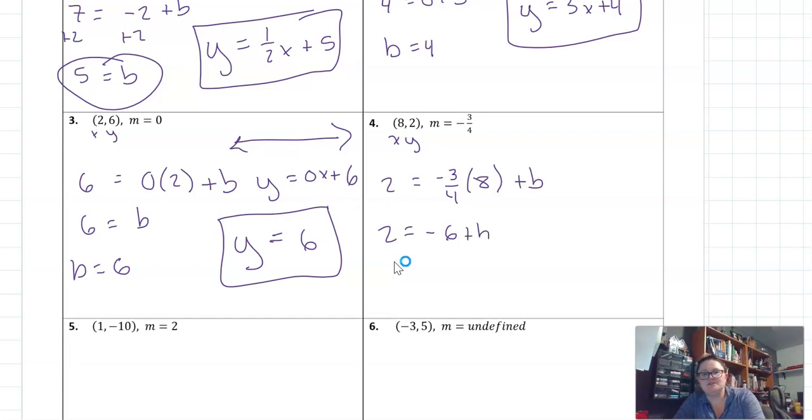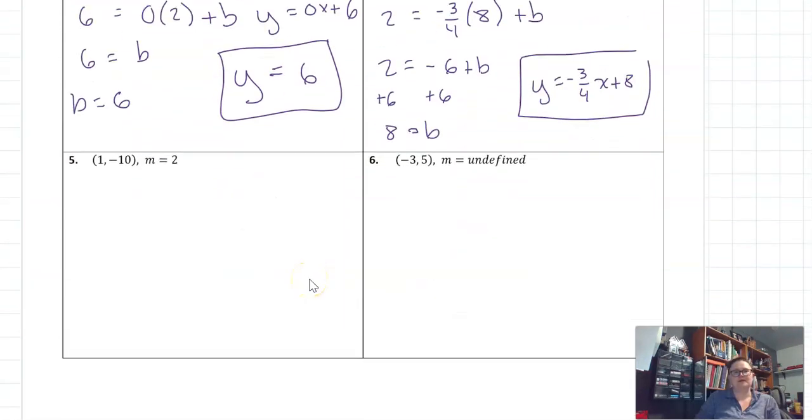If you're not very good at doing fractions in your head, invest in a calculator that does them well. It'll save you a lot of grief. And the reality of the situation is you're pretty much always going to have access to a calculator. So if you can make a calculator work for you, you'll be okay. All right, so now I need to add 6 to both sides of the equation, or just see what my answer is going to be. 8 equals b. So y equals -3 over 4x plus 8.